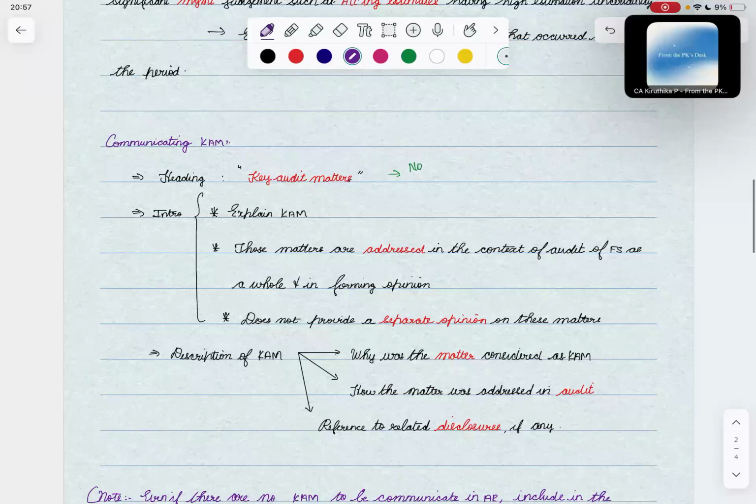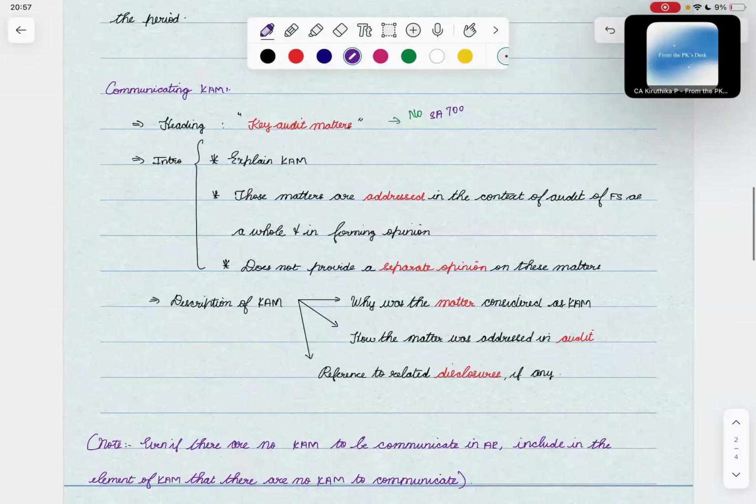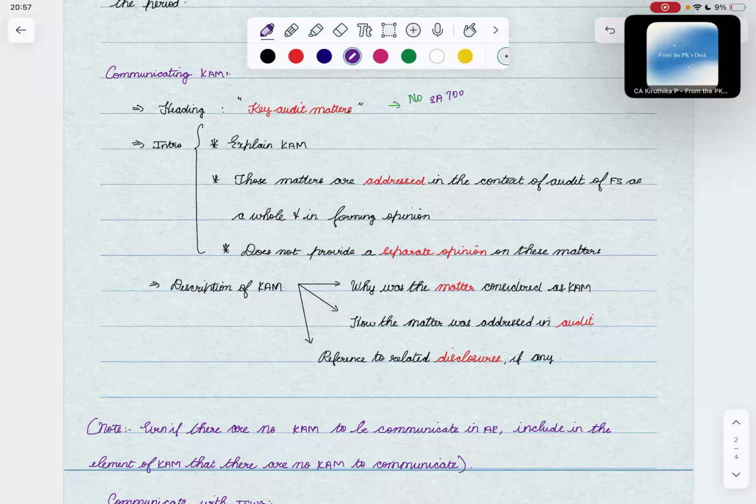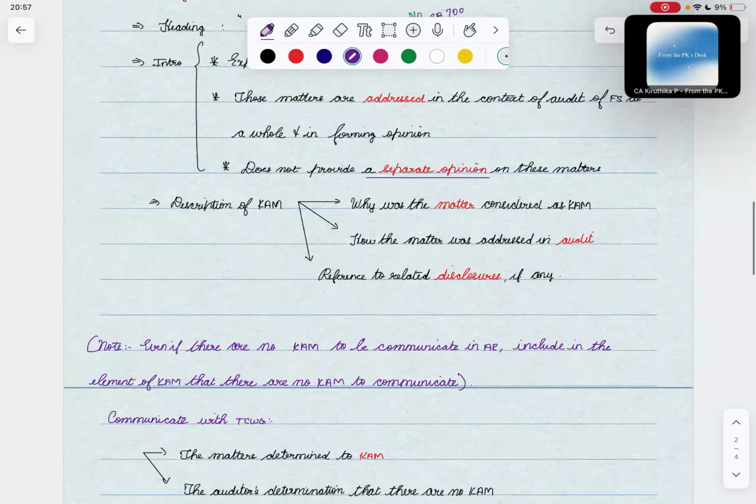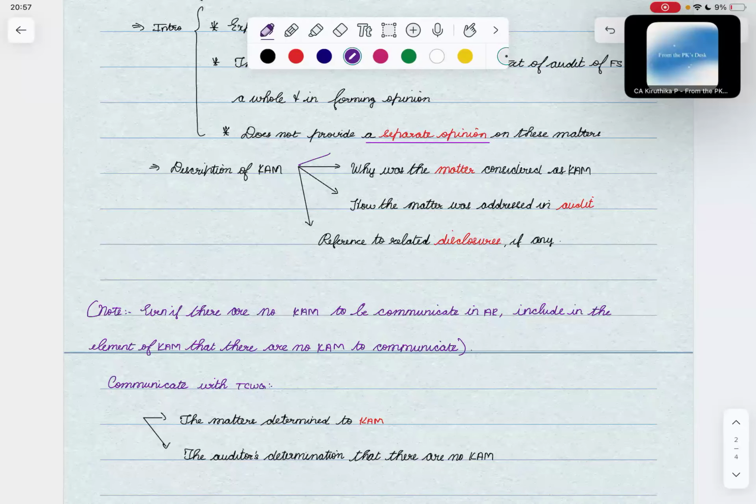Now, coming to the second part of the objective, communicating KAM. We have this heading, which is Key Audit Matters, and we have already discussed this in SA 700 also. Now, coming to the intro, we'll just explain KAM. We'll say that these matters are addressed only in the context of the audit of FS as a whole and in forming the opinion, but we never provide a separate opinion on these matters. Okay, and coming to description of KAM, we describe the KAM, that is, we'll state the matter, right? And then we will say why the matter was considered as KAM, how the matter was addressed in the audit, and lastly, we'll give reference to related disclosures.